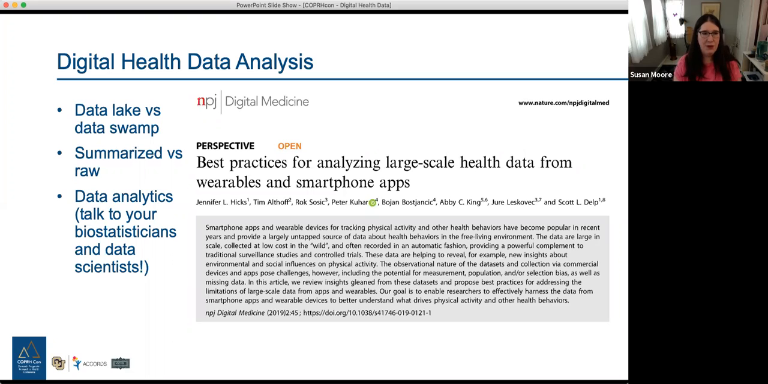The article that I have here on screen was published in Nature's Digital Medicine: Best practices for analyzing large-scale health data from wearables and smartphone apps by Dr. Jennifer Hicks. I highly encourage everyone to read this. It's open access, so everyone should have access to it. It's a really good overview. I'm going to stop there because we have 5 minutes left.